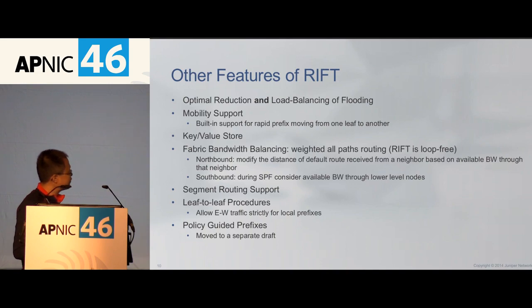There are a lot of other features with RIFT, such as optimal reduction and load balancing of flooding. At the very beginning, we talked about the IGP protocols. Today, their flooding mechanism does not work very well in networks with rich connections. RIFT does not have that problem. RIFT also has built-in mobility support. Some operators find that RIFT can also be used in their access networks, where a user prefix could move from one leaf node to another. That mobility support is built into RIFT already.